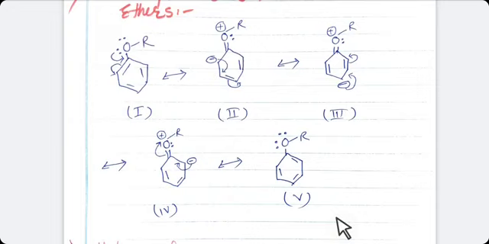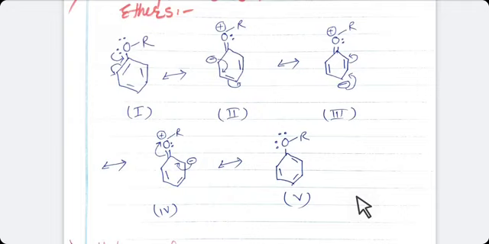Actually, the plus R effect of the alkoxy group results in increased electron density at the para and 2 ortho positions. As you have seen, 2 ortho positions are there, 1 and 2, and 1 para position is there. So the plus R effect of the alkoxy group results in increased electron density at the para and 2 ortho positions.